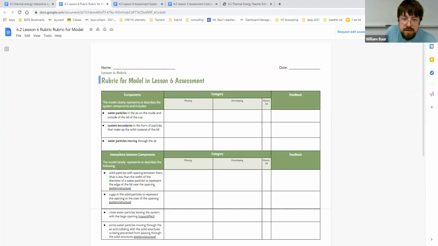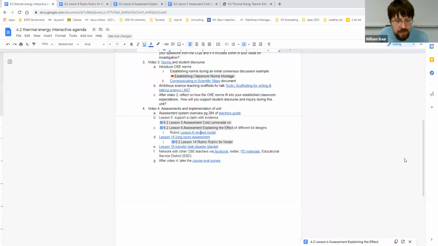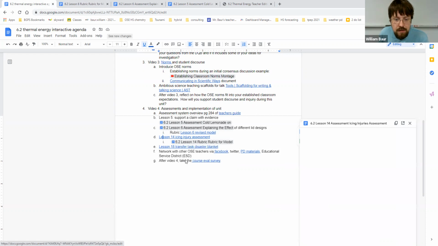As the unit progresses, you're going to get more and more components and interactions and cause and effect in this rubric. So this is a midpoint assessment to make sure that the students are with you and that they understand what they should at this point of the unit before you move on and talk about what effect light has on heating and cooling, for example. Okay, so after another bend in the storyline, we get to lesson 14.